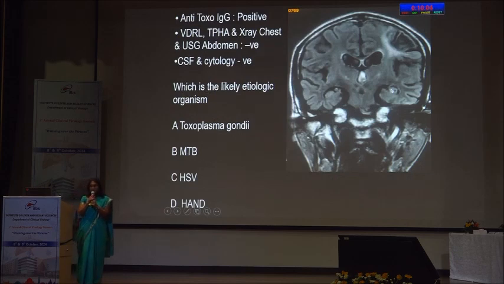Now, an ID reference was called, and the anti-toxo IgG we had also sent turned out to be positive. As a part of the baseline evaluation, the VDRL and TPHA were done, which were negative. The chest X-ray and the ultrasound were negative. The CSF cytology was not really telling us any particular etiology. Now, with this history and the investigations and this MRI, what is the likely diagnosis?